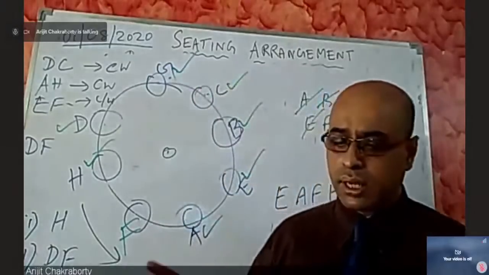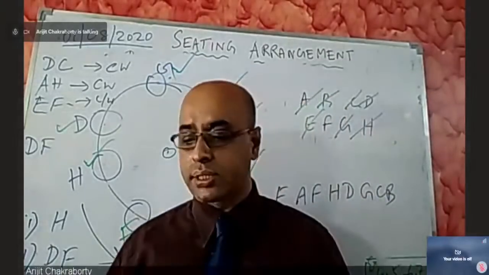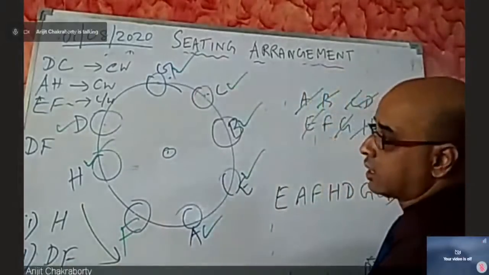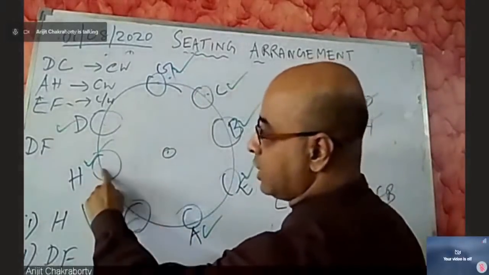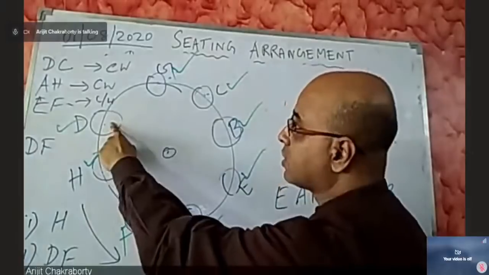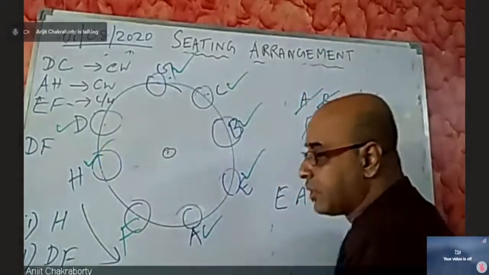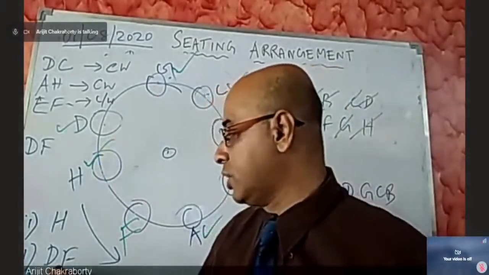Next was who amongst the following is second to the left of H? H is here. First left, second left. So the answer is G. So the third part, the answer is G.